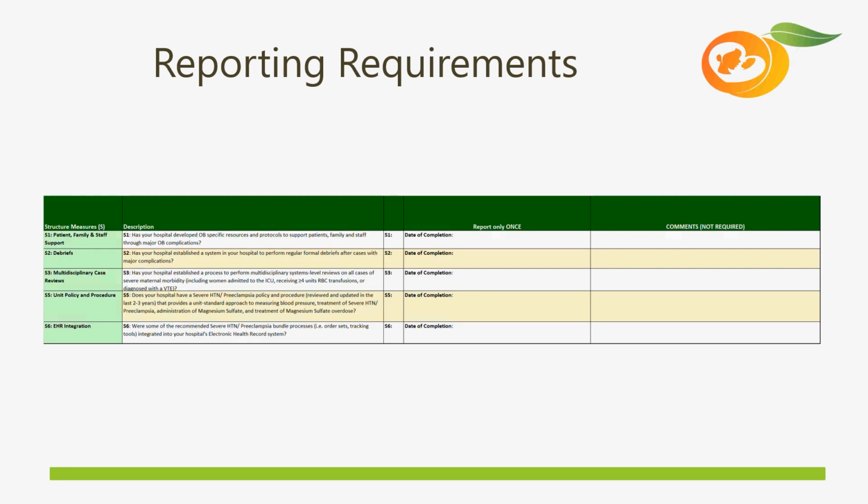And the structure measures, as we shared in the beginning: the OB-specific resources and protocols to support patient, family, and staff, and for debriefs, having a system in place. There was a question in the chat box about debriefs. Have we addressed that?